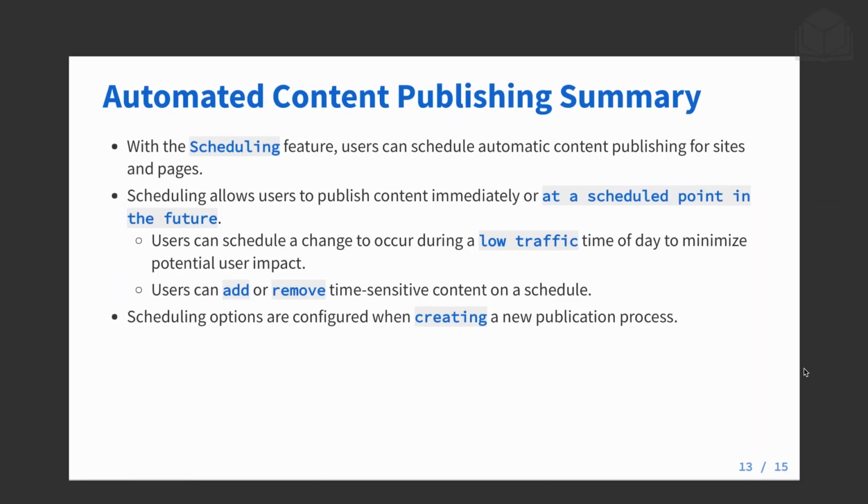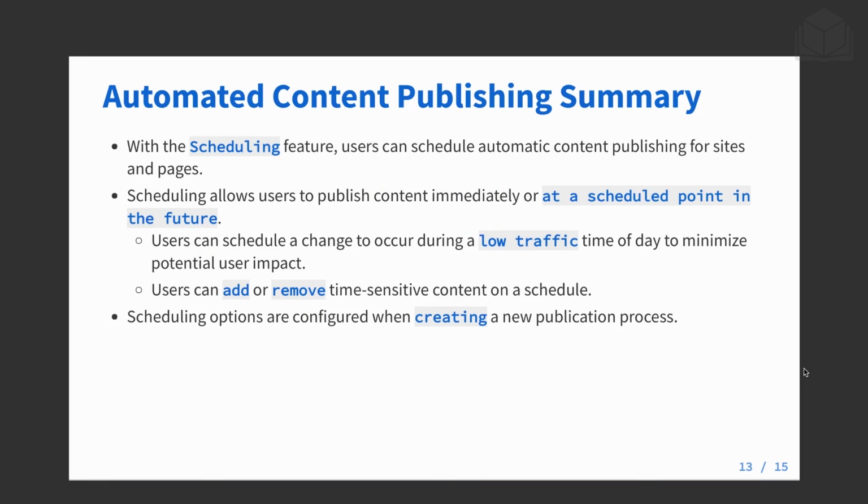All right, so let's recap what we've covered in this section. With the scheduling feature, we can automate when something publishes and when it can be reverted. You can set it up to publish something at any point in the future. It's typically a good practice to designate a time where you have the least amount of traffic. If you're doing other analytics on your platform that can give you that information, you can say, okay, we're going to publish at 3 a.m., which is typically when we have the least amount of traffic. Your users or your staging group can add or remove time-sensitive content using the scheduling feature.